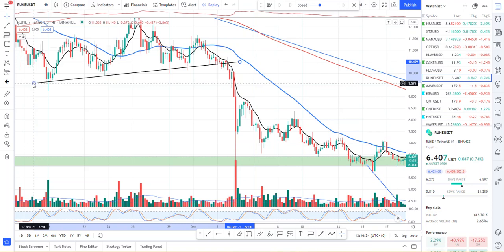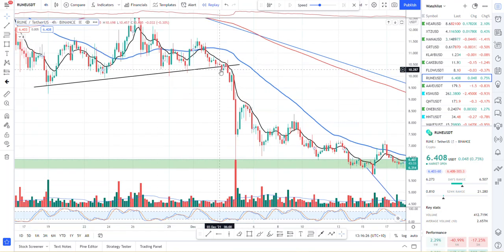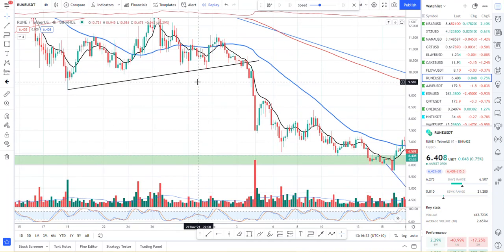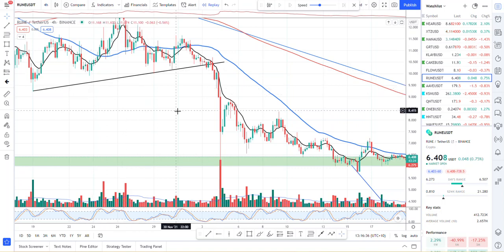You can see that it's broken down, traded above, and then broken down. This was the entry right here. Let's just have a look at that one there. So yeah, it's the same thing. Now here we are on the 4-hour chart, right?